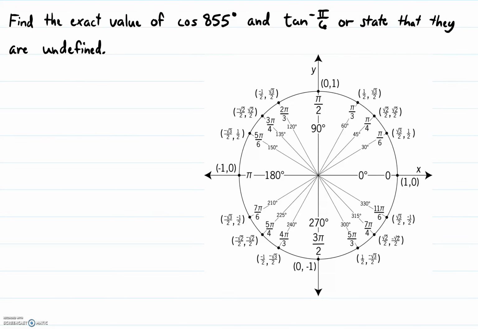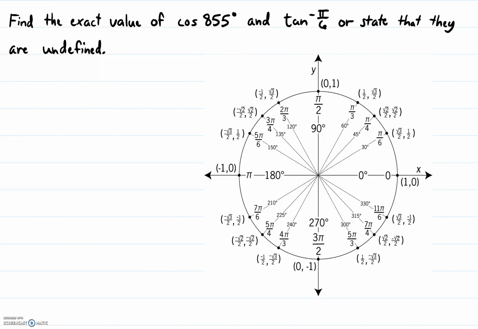In this video, we're going to find the exact value of cosine 855 degrees and tangent negative pi over 6 radians, or we're going to state that either one or both of them is undefined. Now, just so you know, if we're going to have an undefined value using our unit circle, that's just going to be where we have one of the trig functions that's going to involve a fraction where we have a 0 in the denominator. So that's the only thing you have to look for there. Any other case, we're going to have an answer.